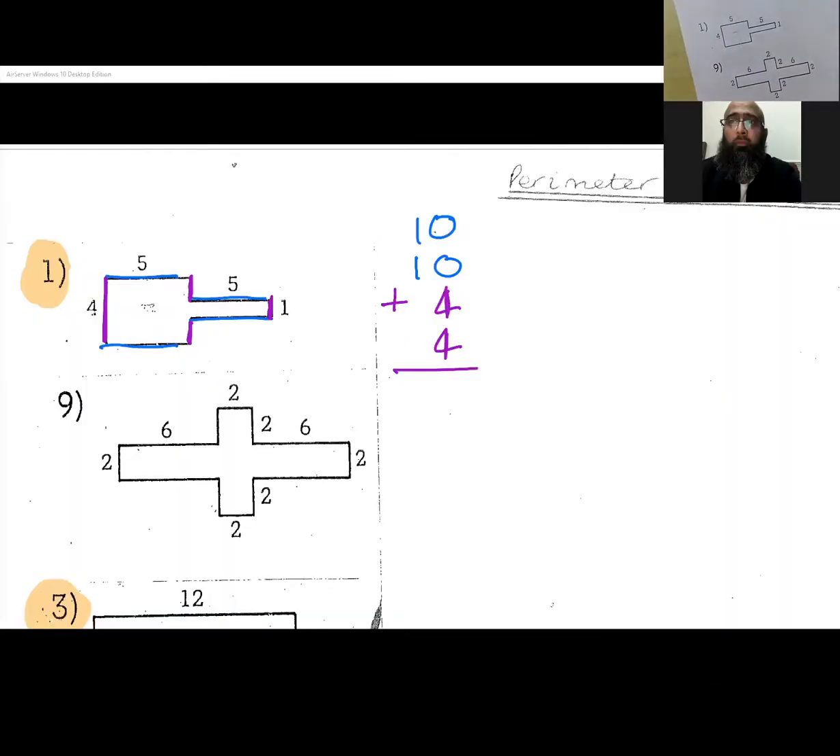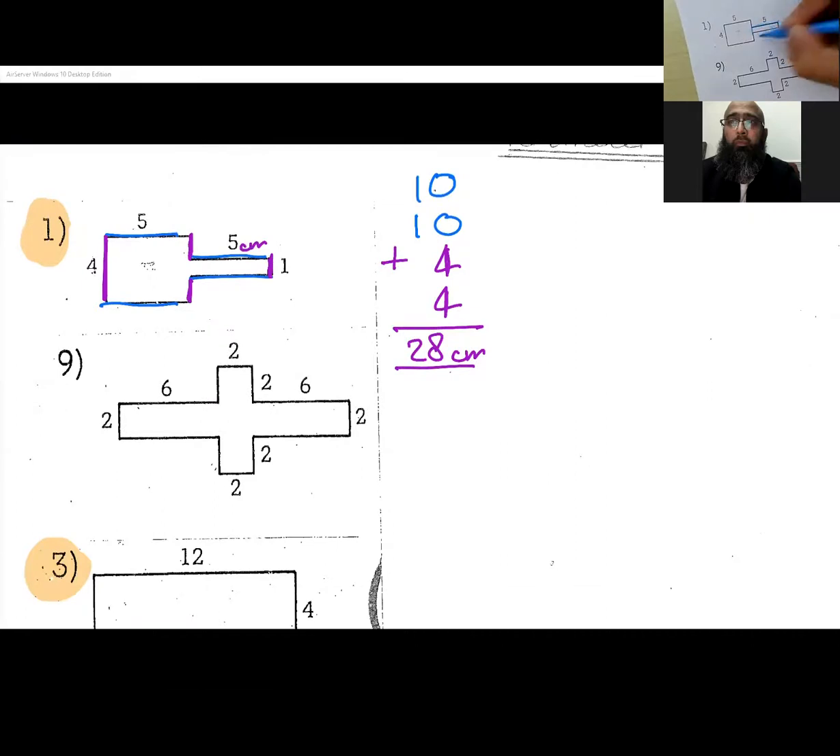So now we have 28 centimeters for that question. Now look at how I color coded it. It's all about coloring. I call this the perimeter using the coloring.